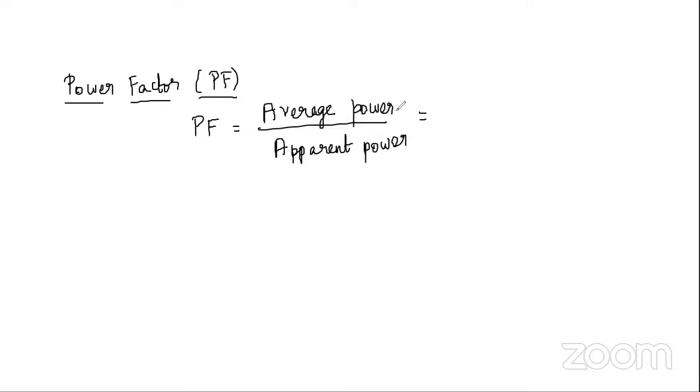So what is average power? That is ERMS, IRMS into cos phi. So ERMS, IRMS into cos phi is the expression for average power. Apparent power is ERMS into IRMS. So the ratio will give you cos phi eventually. Power factor is equal to cos phi.